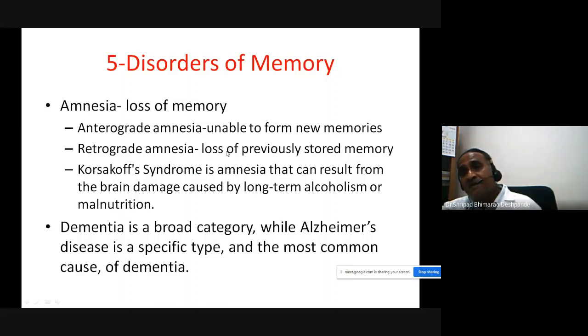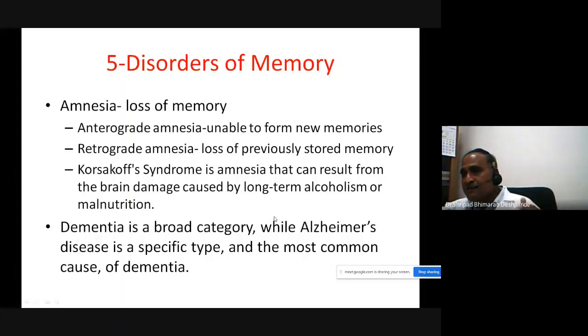Retrograde amnesia, on the other hand, is a loss of previously stored memory. So amnesia means loss of memory, and there are two types: anterograde amnesia and retrograde amnesia. Now, Korsakoff syndrome, I have talked about. It is due to lesions in the mammillothalamic tract, and this may have both anterograde and retrograde amnesia. It is seen with alcoholism and thiamine deficiency in case of malnutrition. Now the third part is dementia.